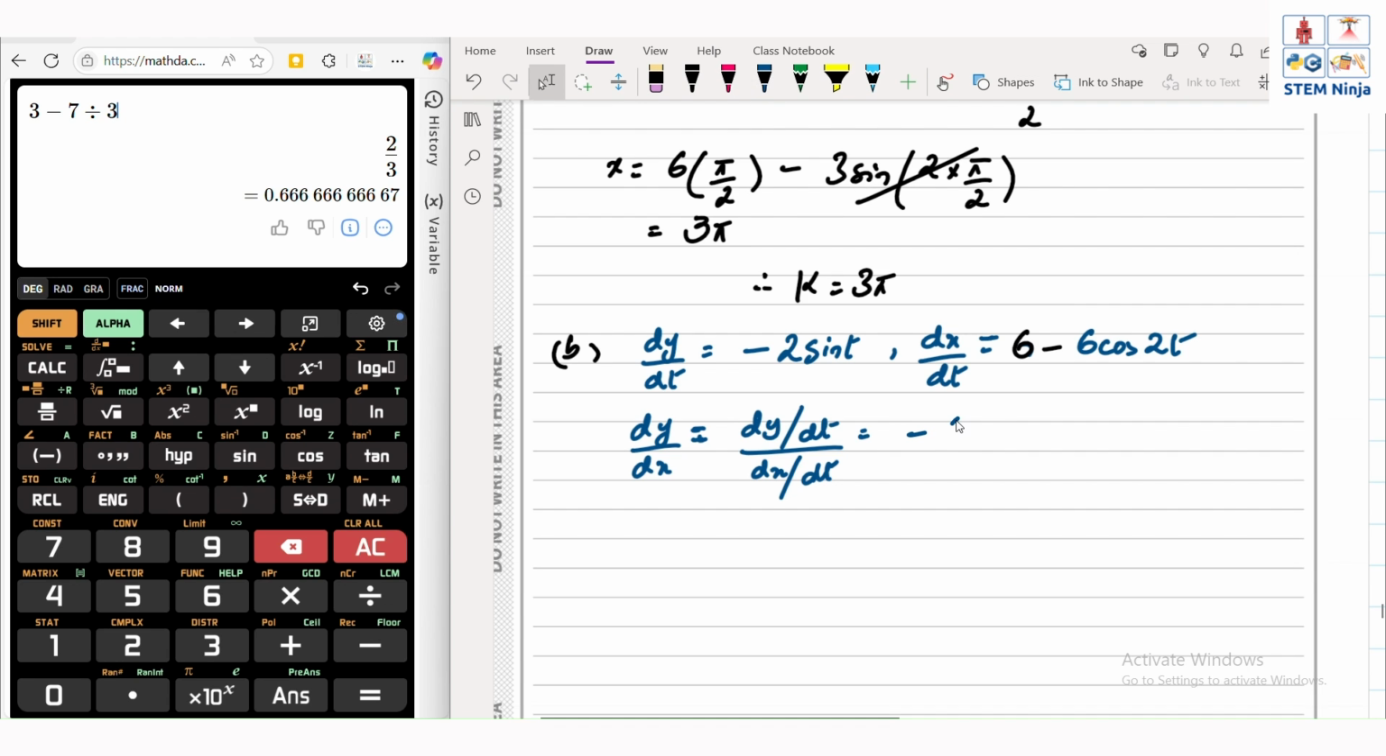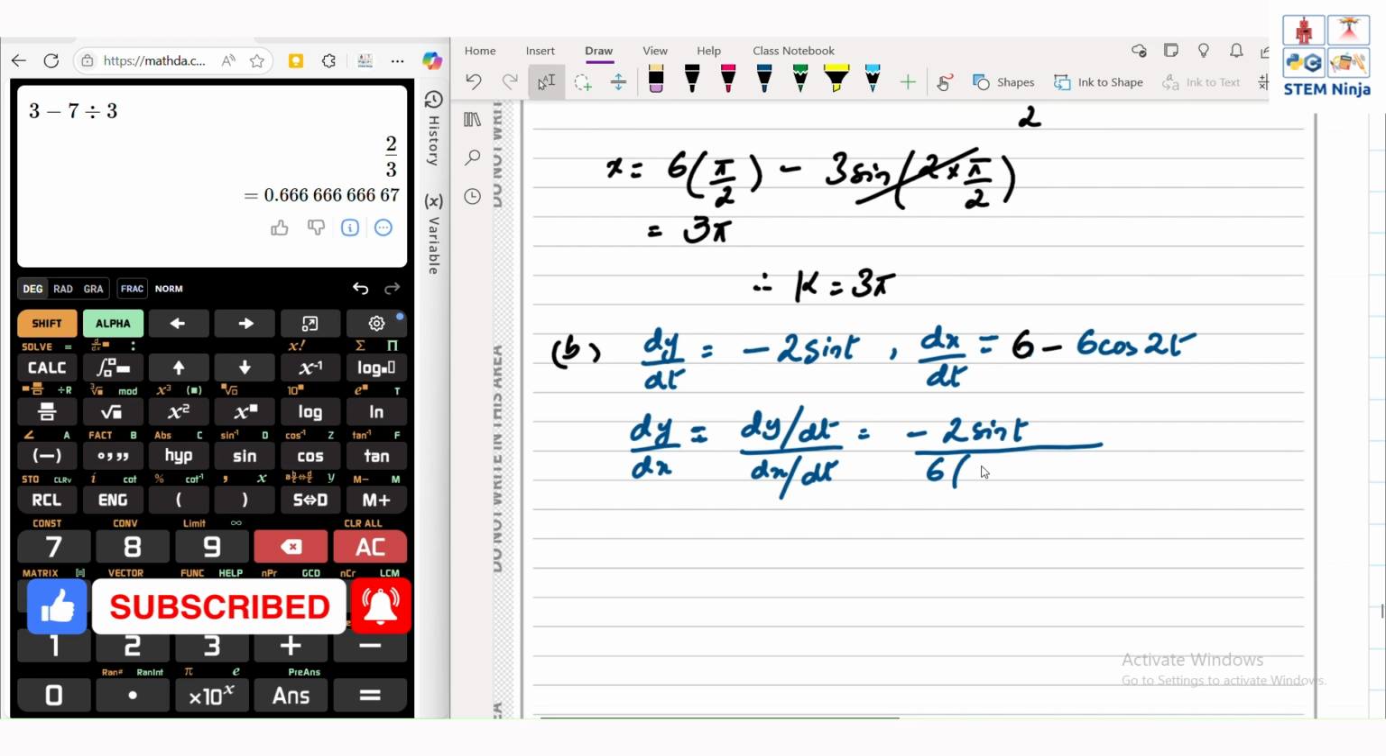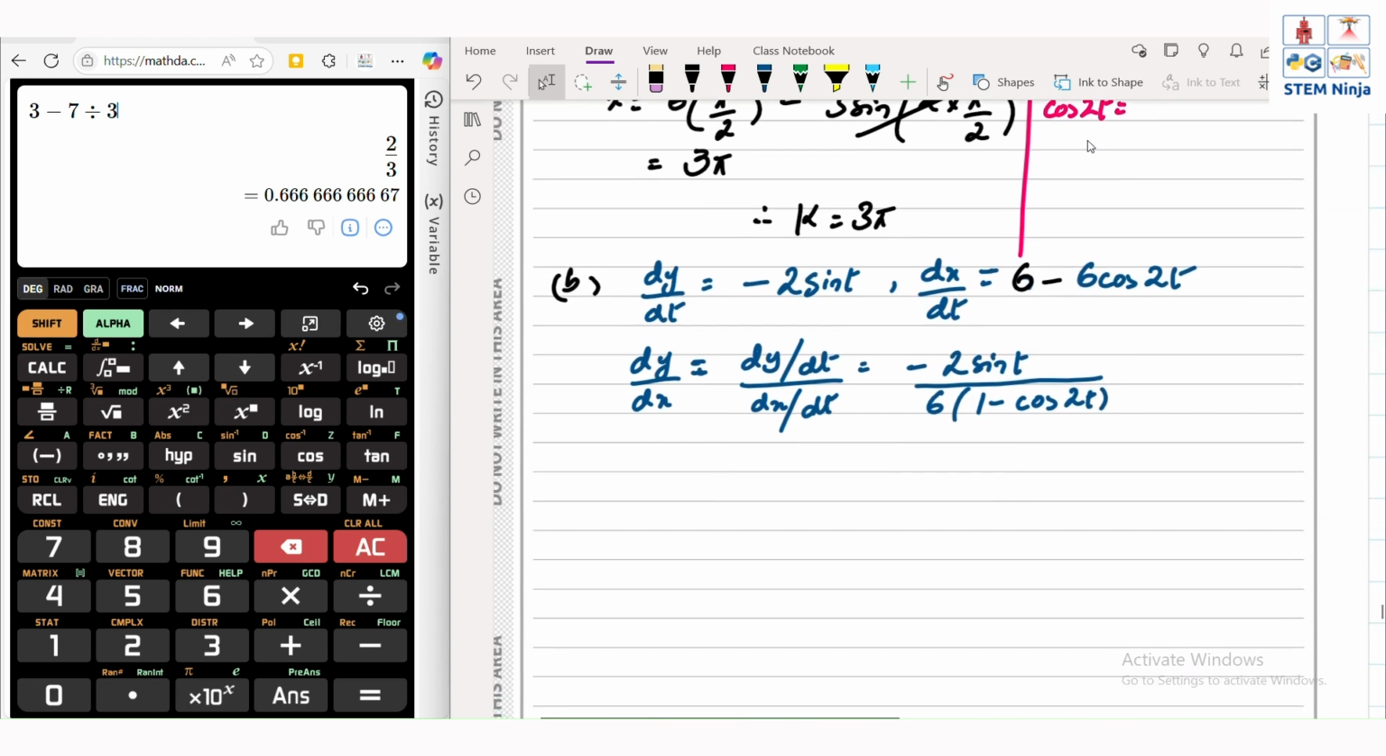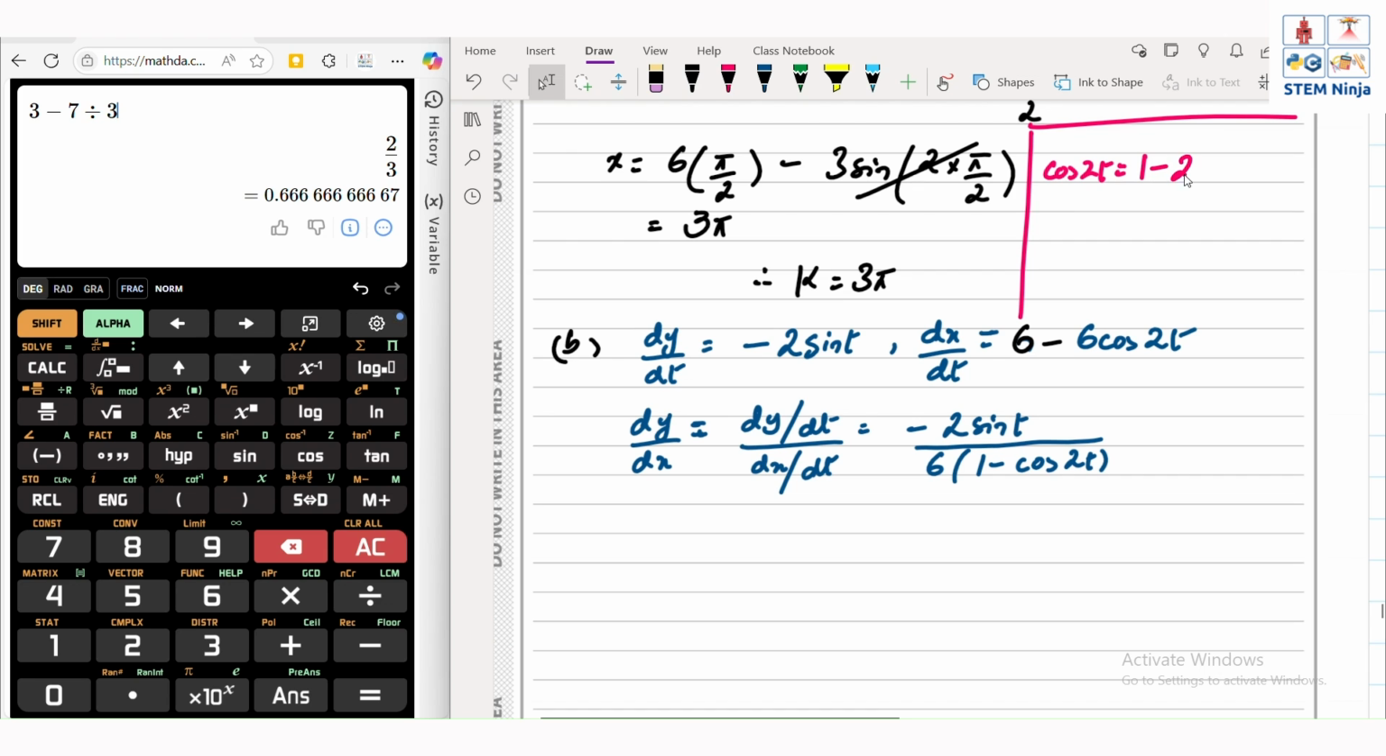So this means minus 2 sine t divided by 6, 1 minus cos 2t. Now we need to recall what cos 2t is. Since we need a sine expression at the bottom, because it's given in cosecant form, we will use cos 2t = 1 minus 2 sine squared t. So 1 minus cos 2t would be 2 sine squared t.